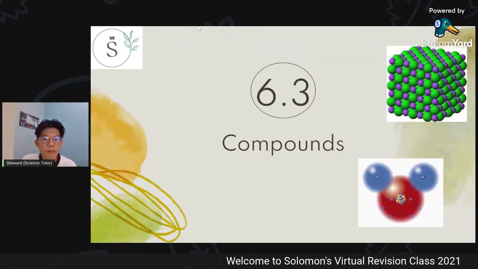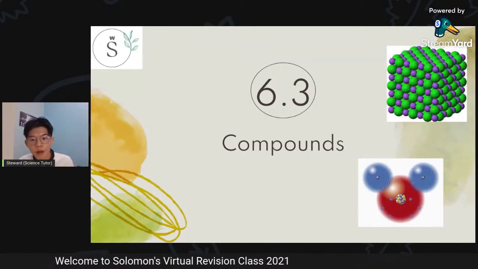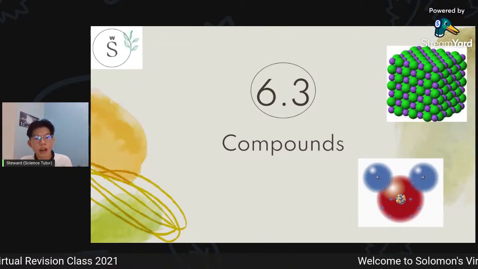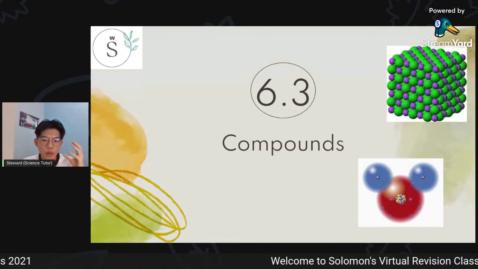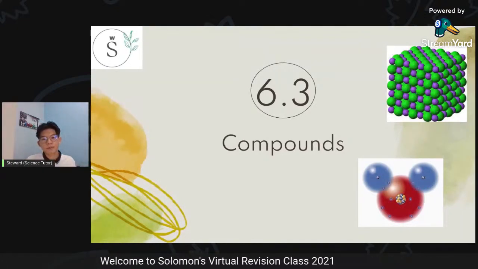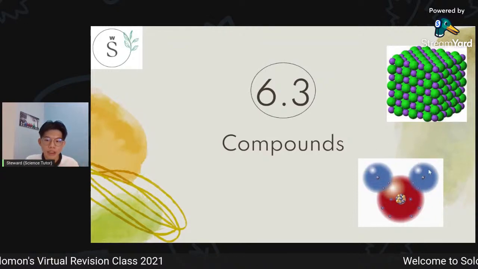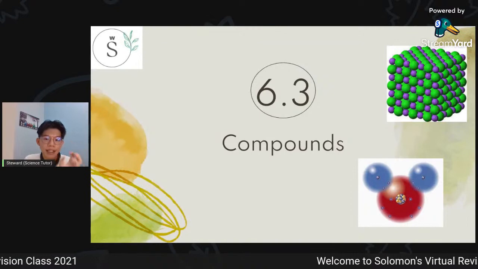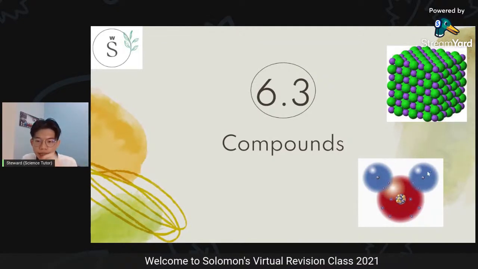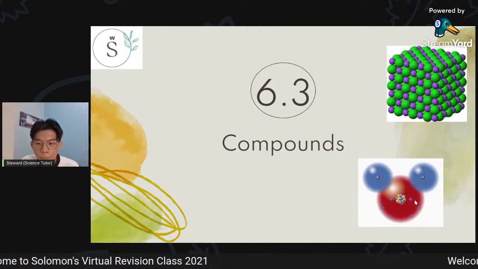All right, so that is the conclusion of our whole revision from last weekend, what we have learned. Today we will proceed with 6.3 compounds. Compounds, right? To differentiate it from a mixture, a compound is mixing two elements chemically. For example, we can see here this Mickey Mouse look of a compound, right?